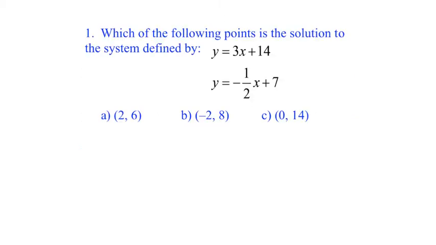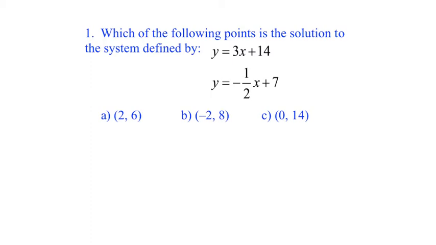So, an example question might be something like this one. Which of the following points is the solution to the system defined by these equations? y equals 3x plus 14, and y equals negative 1 half x plus 7. Okay, so pause the video for a second and think about it, and then we'll come back. Okay, I'm back. What did you come up with?